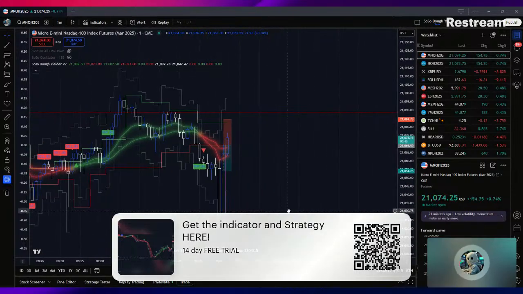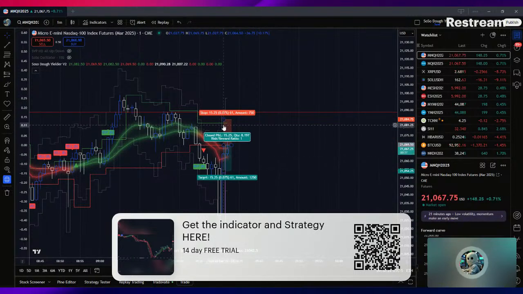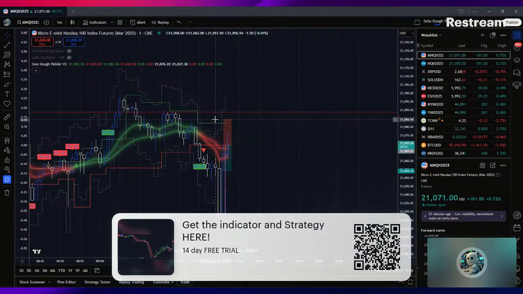Now we're going to wait for another signal because that one closed. We were just looking for a retest of this lower level, a 1-to-1 on the current range of the market, which was about 15.25 points. So that's what we took off of that one.